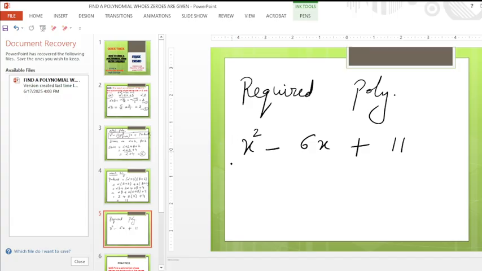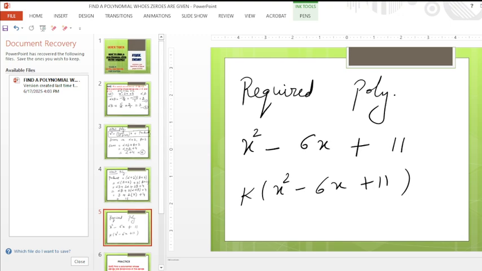Sometimes you write it with k, a constant. If there is a fraction, you can take the constant out, and then you can also write it like this. Here it's fine because there is no fractional part. So we have framed the expression of the required polynomial when the conditions were given.